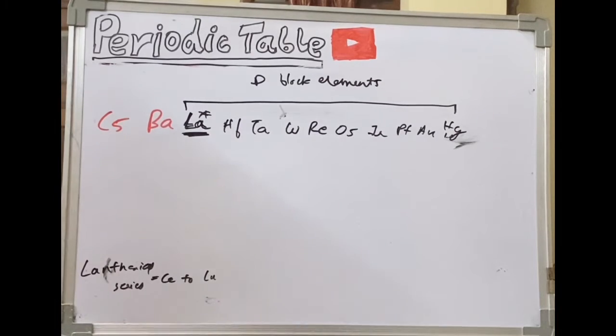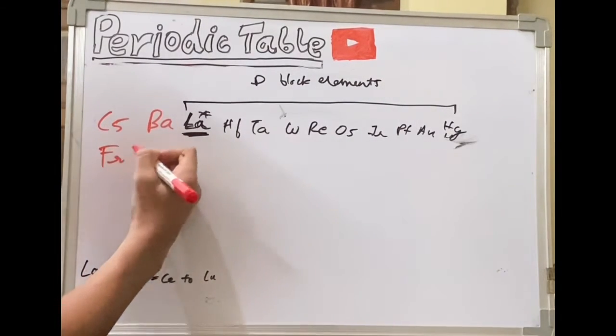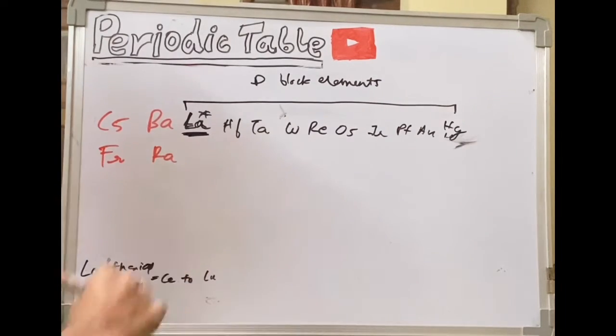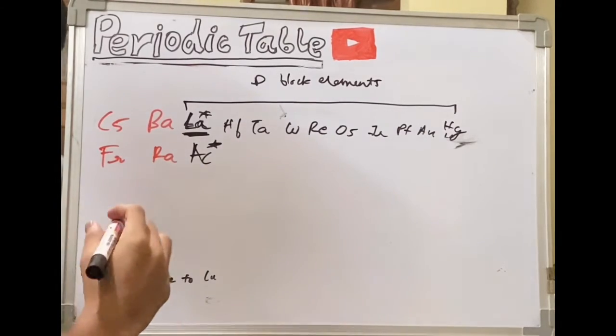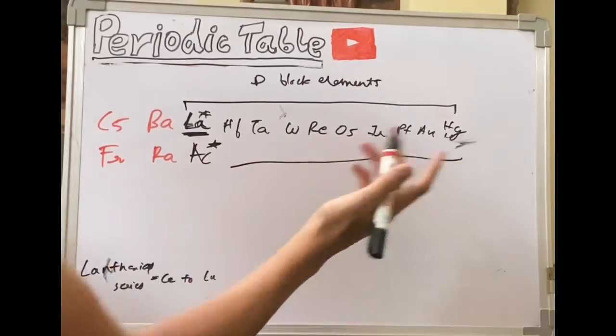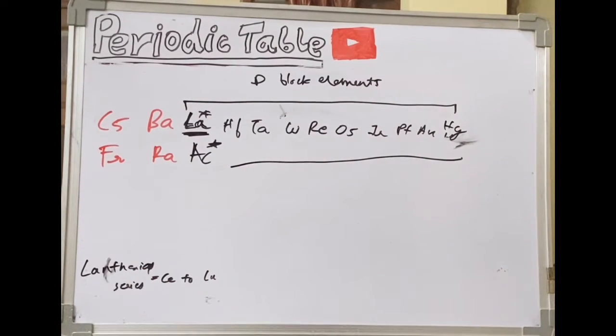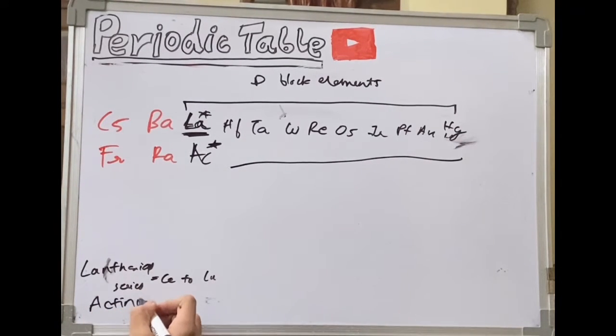Secondly, in period 7 there is francium, radium, and then we have actinide, and after this we don't write because it's all the elements above 100. You can just name it in the way I taught you at the start of the class. So the actinide series starts from thorium, marble thor, of course, thorium to lawrencium.